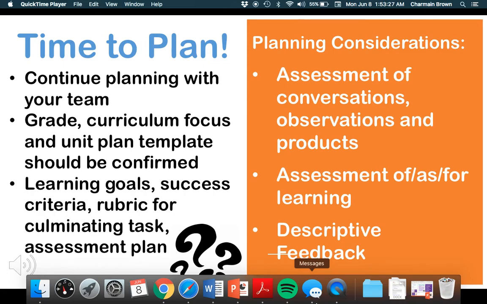How will we know that the students have learned what they need to learn and how they've met the criteria for the culminating task, whatever it may be? So we're going to take all the learning that we've engaged in throughout this particular module on Moodle and put it into place within our unit. So you're going to think about a few things.